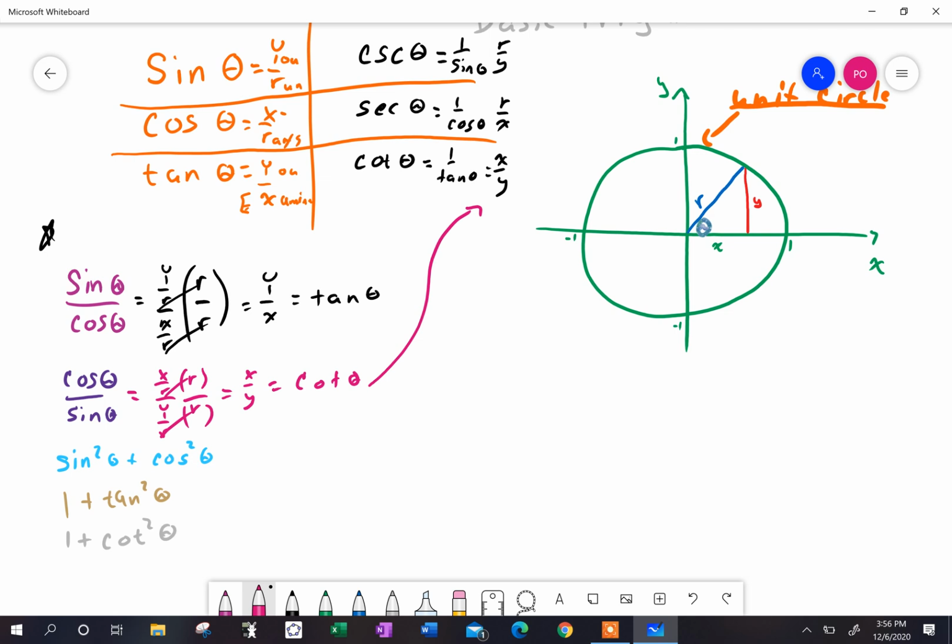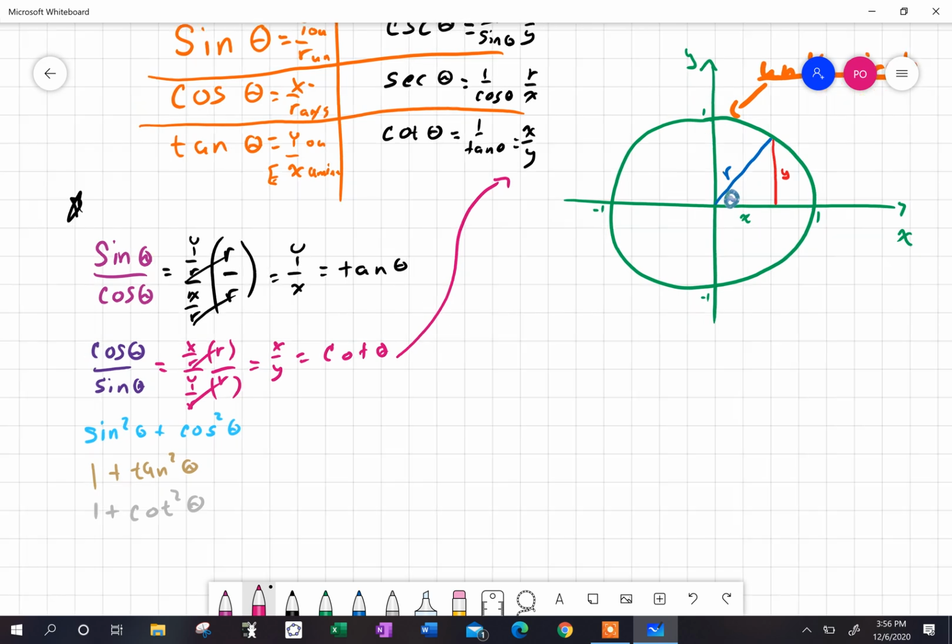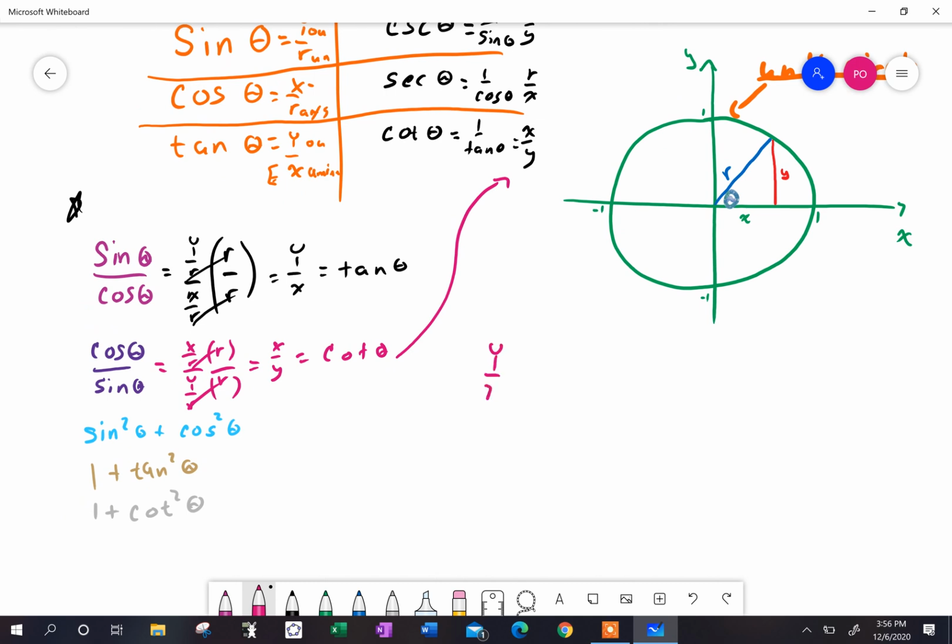Now, what's sine squared plus cosine squared? I don't know. Let's see. Sine squared would just be y squared. Oh my goodness me. That went tragically wrong.